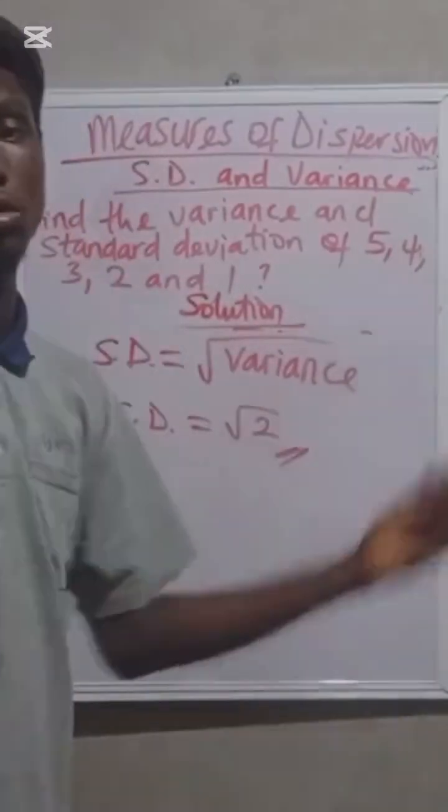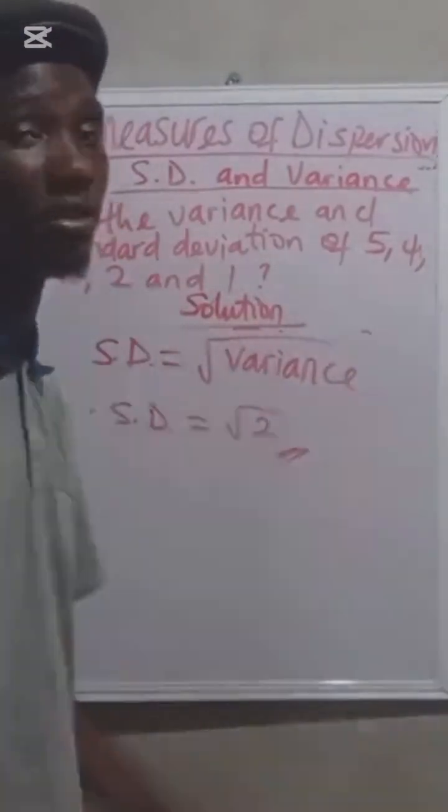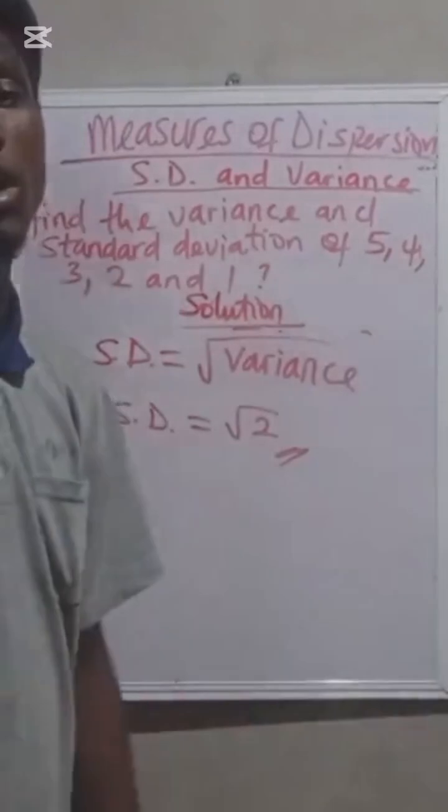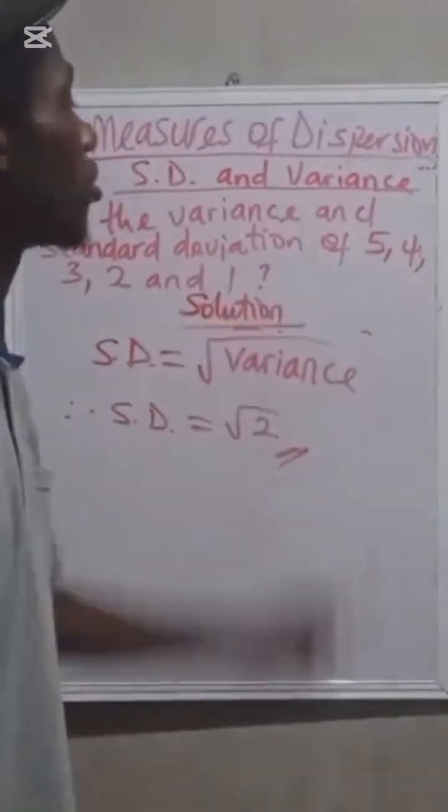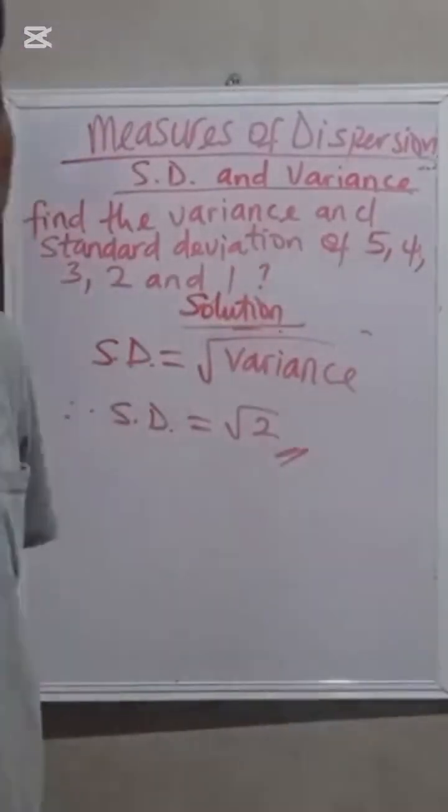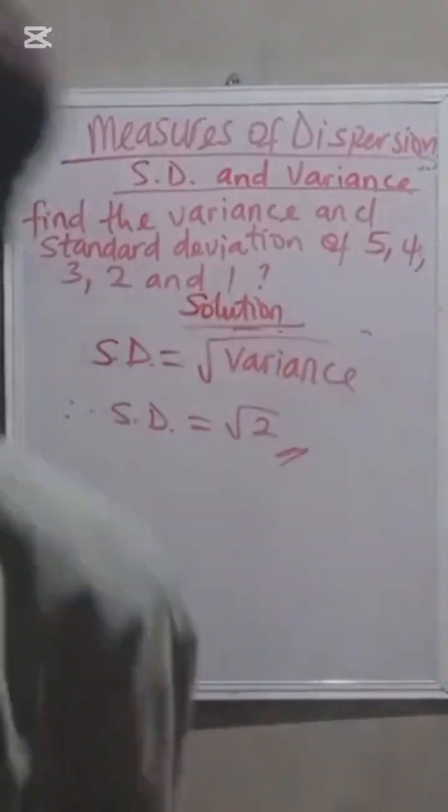So this is your solution. Very simple and very easy. The square root of 2 is your standard deviation for this question, and the variance equals 2 for this question. So thank you.